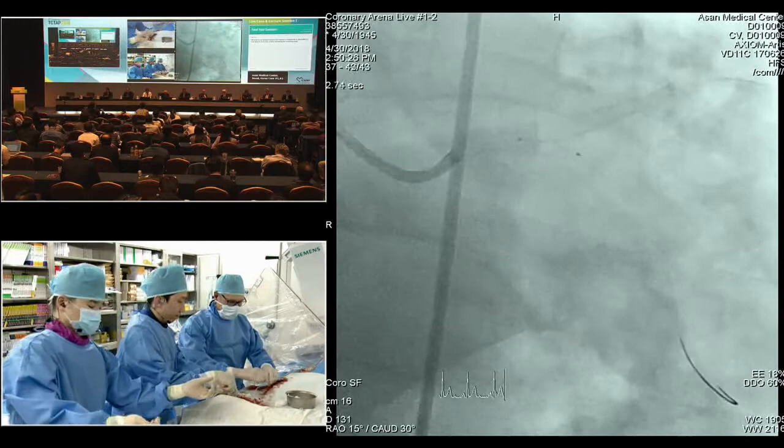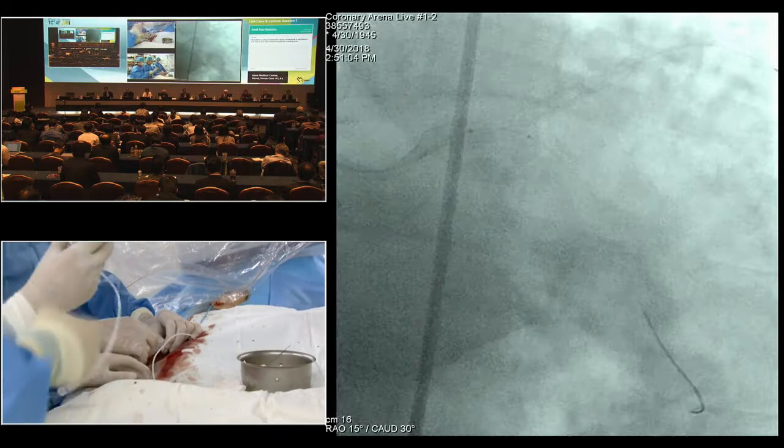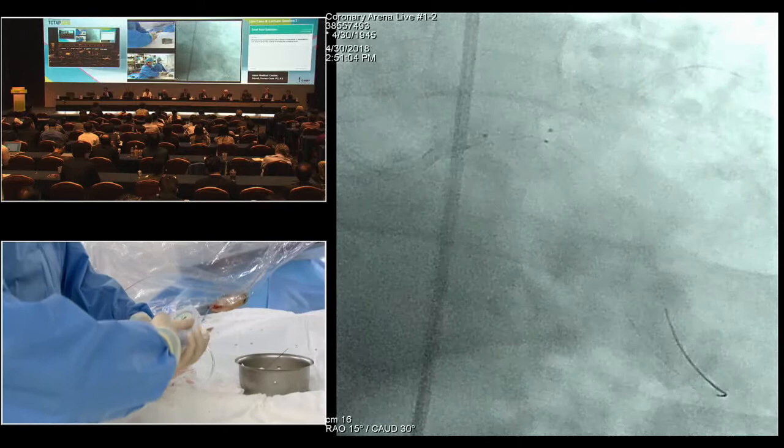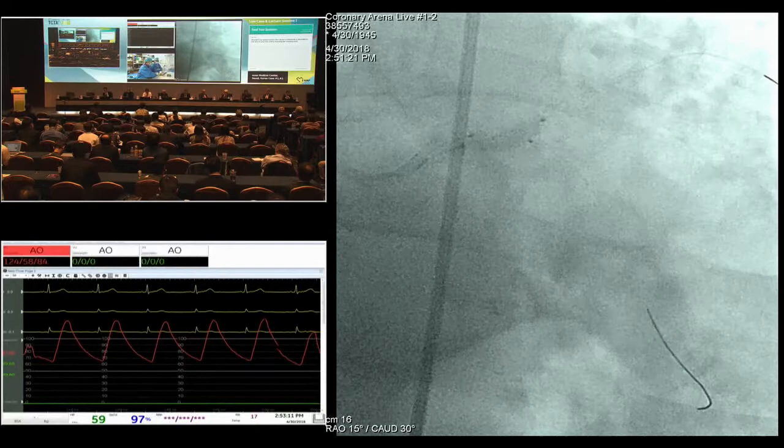So we have checked ACT also at the beginning of the procedure. It was 440. So we are confident that we have a good anticoagulation. Okay, so now we can go to high pressure with the LED. You can go to 18, 20, 22.